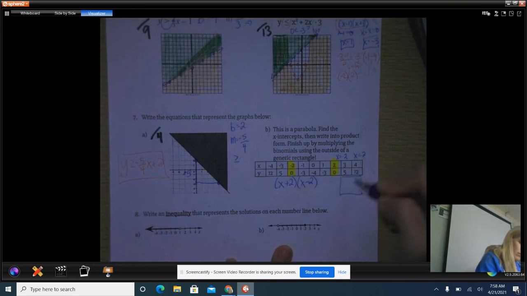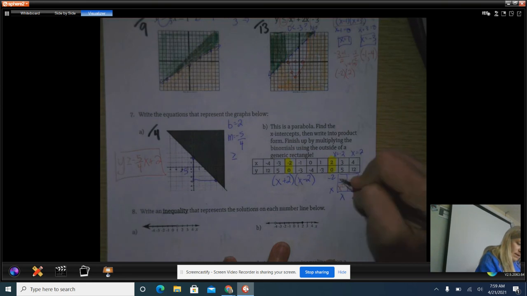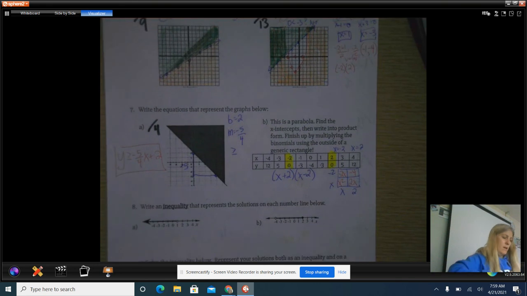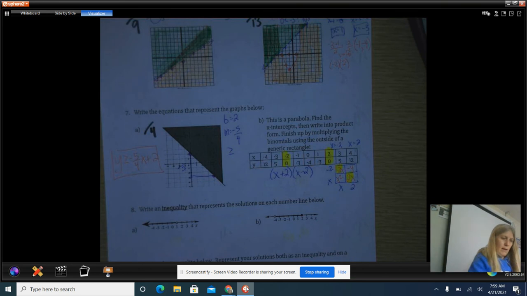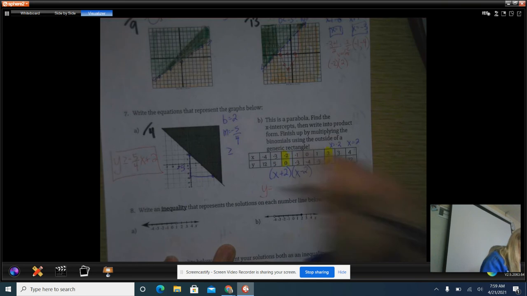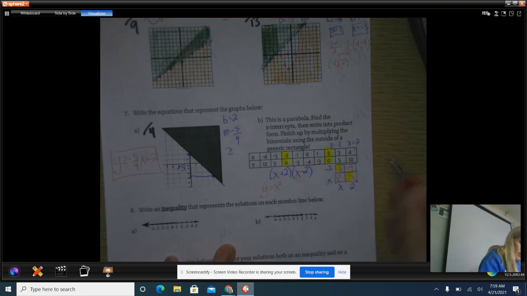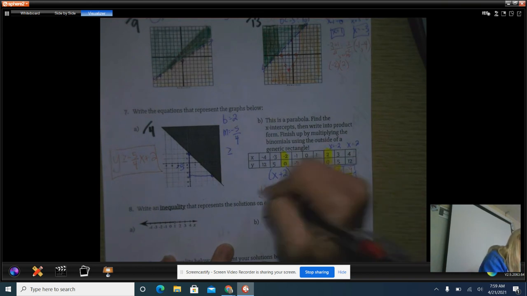And then we're going to multiply the outsides of a generic rectangle. X plus 2, x minus 2. X times x is x squared. X times 2 is 2x. X times -2 is -2x. And -2 times 2 is -4. We're going to finish up by writing our parabola. And that is going to be y is equal to x squared, 2x minus 2x is nothing, they cancel out, minus 4.